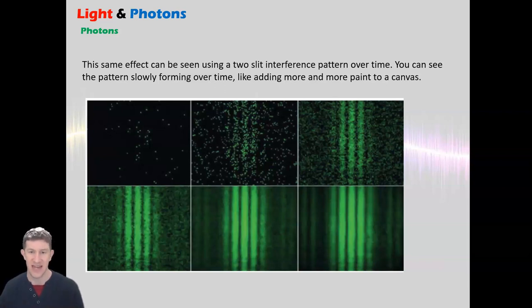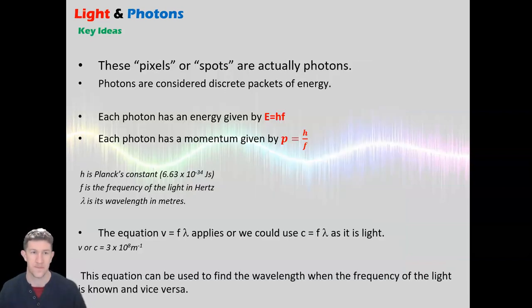It's not an instantaneous bright spot, which is kind of what we would expect when we have a wave. You would just expect this wave front of light to hit and suddenly we've got an image. But we actually see the image developing, so to speak, over time on a screen. So these pixels or spots are actually photons. They're making up the images and the light that we see. And a photon is considered a discrete packet of energy. That's the word they often use for it.